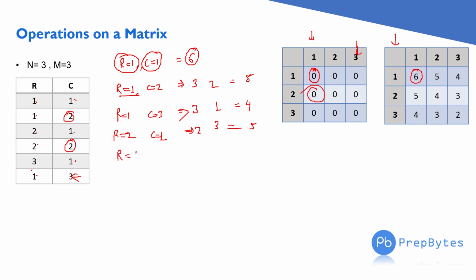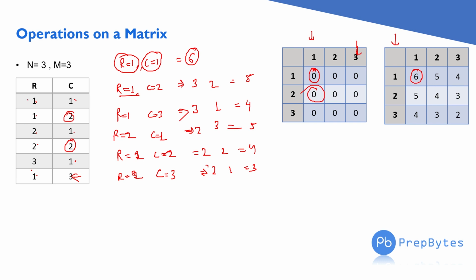So row equals 2 and column equals 2. Row 2 is coming 2 times and column 2 is coming 2 times. So the final answer is 4. Okay, so I think you got the approach. Row equals 2 and column equals 3: row 2 is coming 2 times, and column 3 is coming 1 time. So the total becomes 3. I think you got the approach of how we can get the values directly without using the matrix.